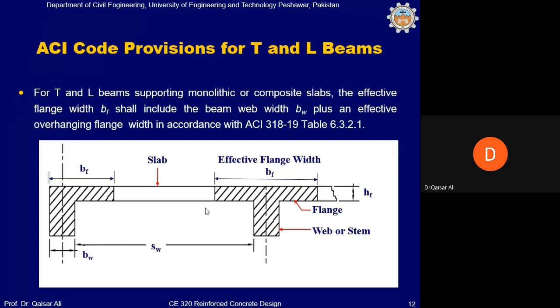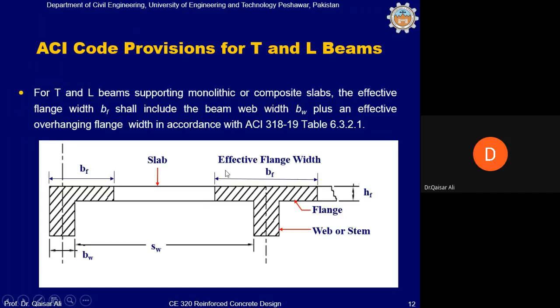Okay, now the question is how much of the slab will be taken as effective in resisting the compressive stresses. Some part of the slab, as we discussed in the previous slide, on both sides of the beam in the case of T beam, and on one side of the beam in the case of L beam, will also take part in resisting the compressive stresses. So how much of the slab will be effective is now given to us by the ACI code.